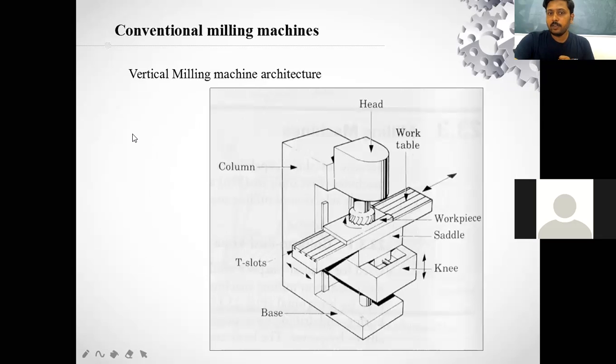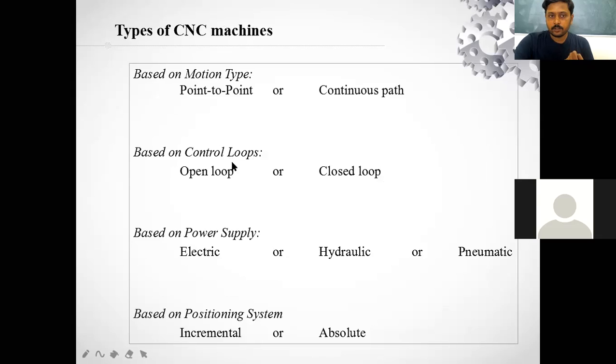Okay, now see the vertical milling machine architecture. This kind of machine you might have seen in our workshop or in any industrial visit. So these are various parts of this vertical milling machine: column, slots, base, knees, workpiece, saddle, work table, head, and tool. Okay, the movements are up, down, to and fro, sideways. These are the movements that are shown here. This is called a vertical milling machine architecture.